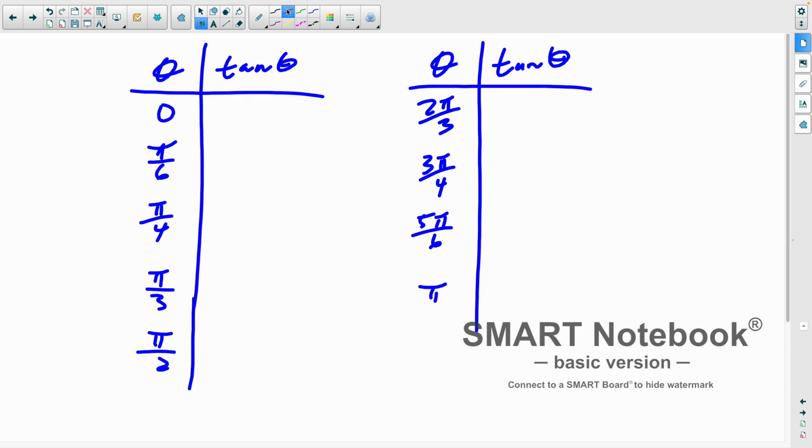Actually, just a second ago, I asked you to go write the angle measure here as well in degrees. What's pi over 6? 30 degrees. All right? You could say pi is 180, so 180 divided by 6 is 30. What's pi over 4? 45. Pi over 3. 60. Pi over 2. 90. Over here, this would be 120, 135, 150, and 180. Okay? So we have that there.